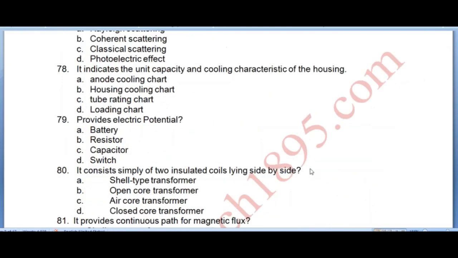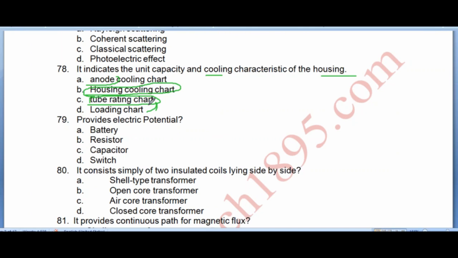Next, 78. It indicates the unit capacity and cooling characteristic of the housing. So, ito na po yung ating keyword, cooling characteristic ng housing. So, ito na po, housing cooling chart. Ito para sa anode, ito, tube rating chart. Yung number 1 natin, yung instantaneous rating chart to determine if we are using safe or unsafe technique factors. Loading chart, pareho rin po sila ng tube rating chart.